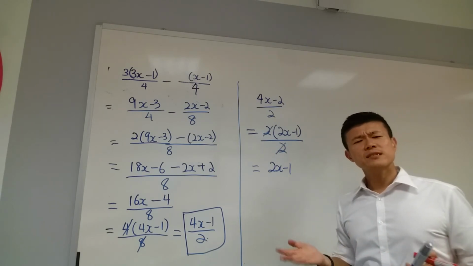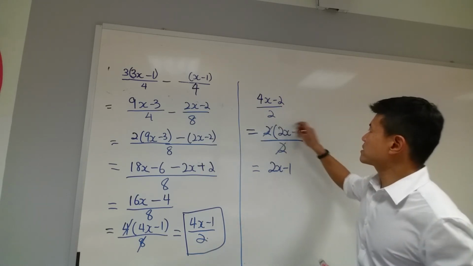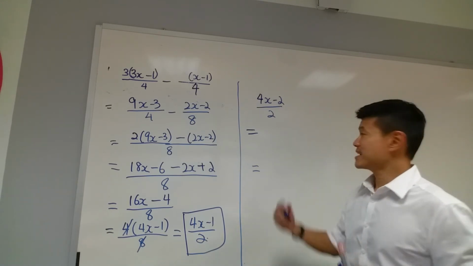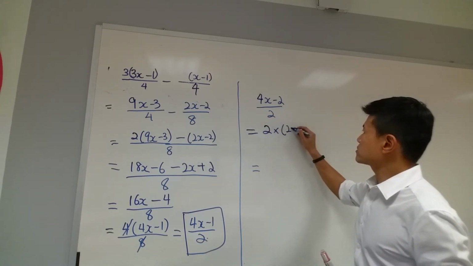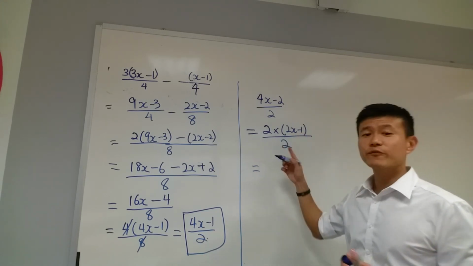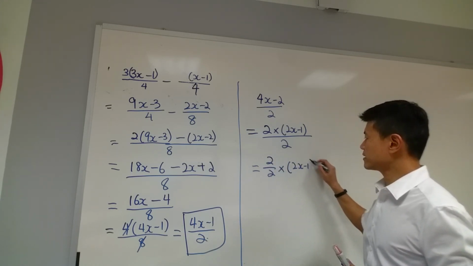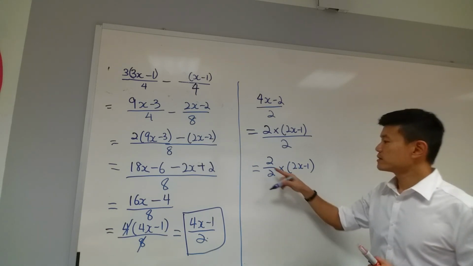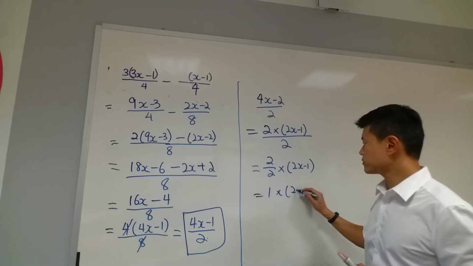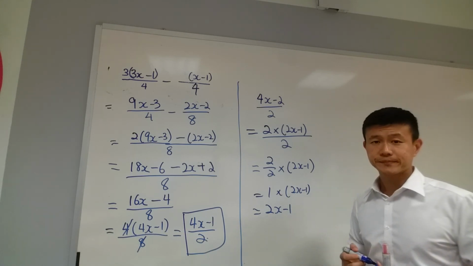Now you might ask me, Mr. Tan, why is it that we can cancel it this way? The reason is, when I write it this way, what I'm really saying is it's 2 times 2x minus 1 over 2. And that can really be rewritten as 2 over 2 multiplied by 2x minus 1. Okay? So this 2 and this 2, 2 divided by 2 is just 1. 1 times 2x minus 1 is just 2x minus 1. Alright?